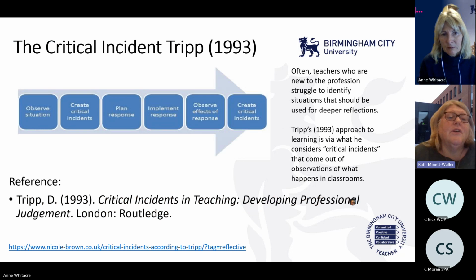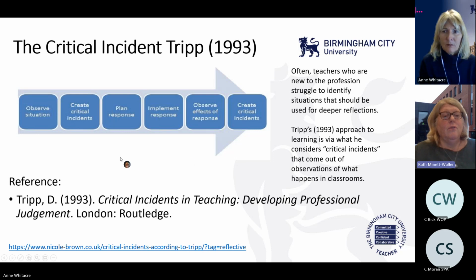It's really based upon the critical incident by Tripp, and it's about identifying or observing a situation, and then planning a response to that. So what could I do? It's going away and perhaps doing a little bit of wider reading and some research around it to inform themselves, so that they can begin to think about strategies and approaches that they could use and put in place to see if that makes any difference and see what impact that has. Then observing the effect of that response and creating the critical incident from that.